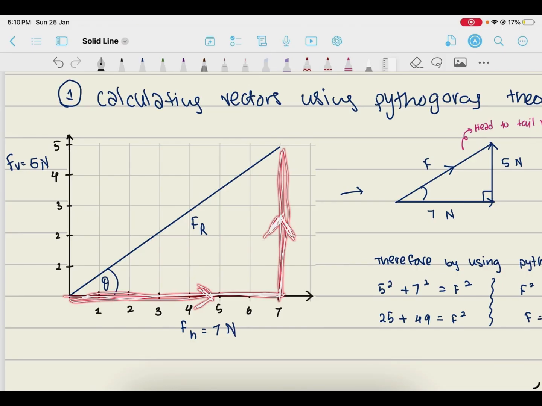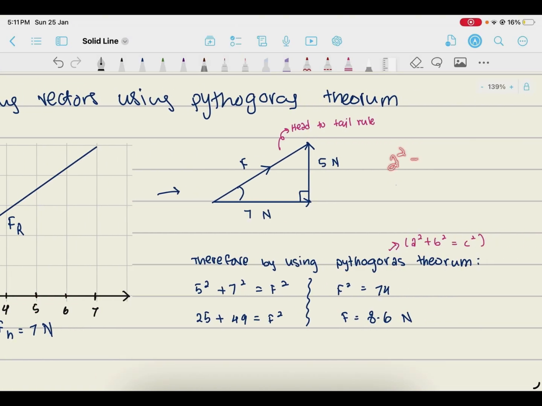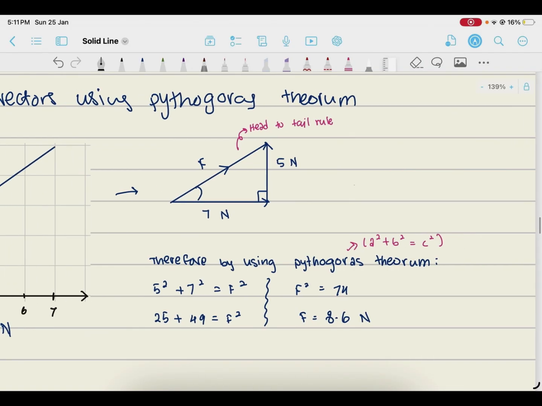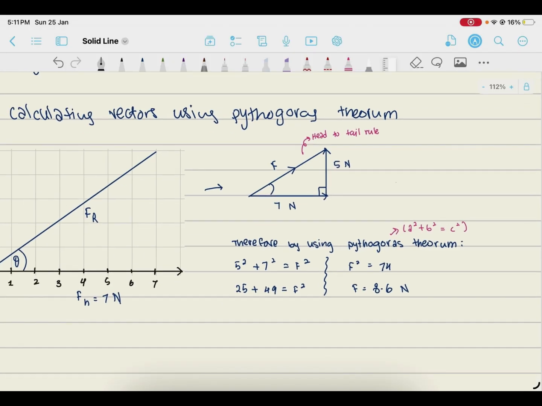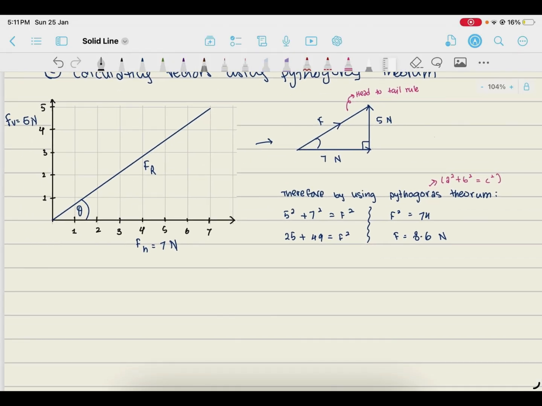The magnitude for the vertical is 5, and the magnitude of the horizontal is 7 Newton over here. You can see from here 7 and this is 5, right? Now we can use Pythagoras theorem because we know a square plus b square is equal to c square. So we can do 5 square plus 7 square is equal to F square, and then 25 plus 49 equals F square, and then you can get the value of our resultant vector. This method can be used when both vertical and horizontal components are given. Okay, basically two components that are at right angles to each other.